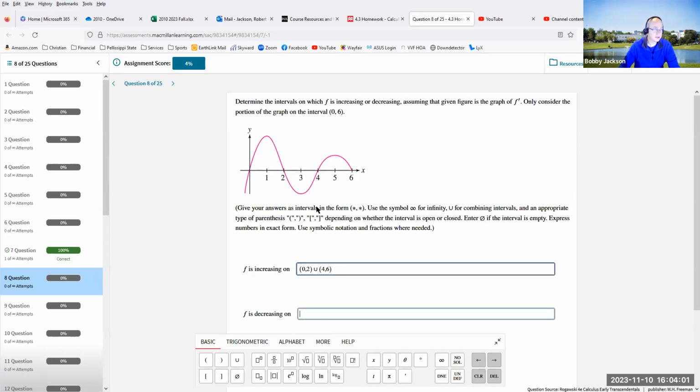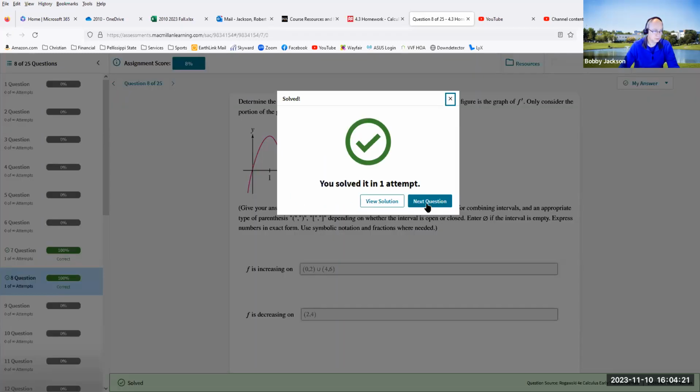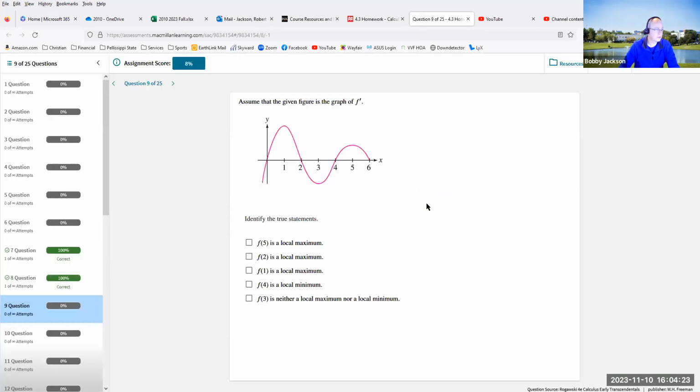Now, where is it decreasing? The function is decreasing when the derivative is negative. So when is the derivative negative? We see this is the graph of the derivative, when it's below the x-axis, between 2 and 4. Okay, we'll check our answer there and move on to the next question.